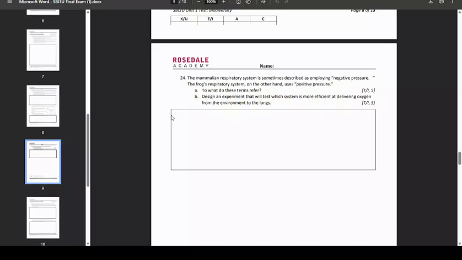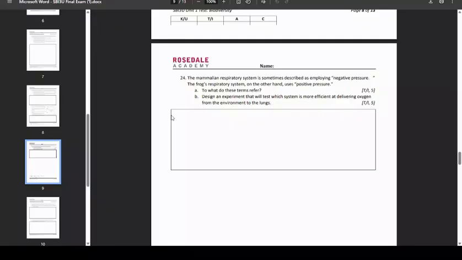So, for mammals, when we breathe in, when our diaphragm and intercostal muscles contract, we expand our cavity. This creates a pressure inside the lungs lower than the outside pressure. So this causes the air to be pulled in.